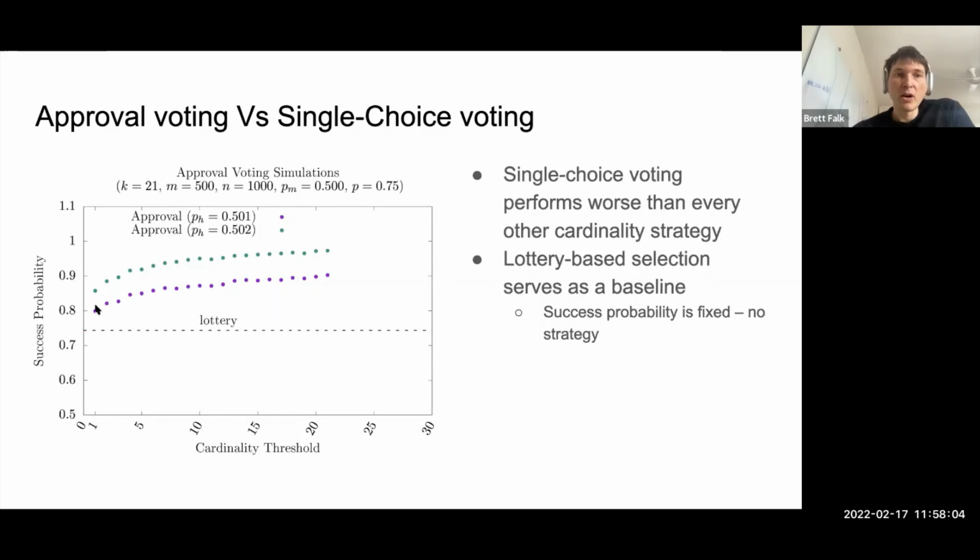But in both cases, we see that single vote voting is the worst of all. With approval voting, it's better if you let people vote for 2 people. It's better if you let them vote for 3. It's better if you let them vote for 4. And it tends to get better.